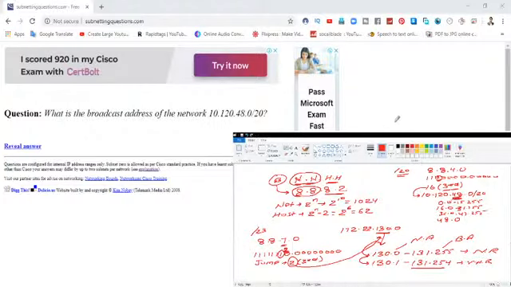We are getting this 48, right? So this network range would be 48.0 to 63.255. We are done. The question was what would be the broadcast address. If the network range is 48.0 to 63.255, we know that the first IP is the network address, and the last IP is the broadcast address. So the answer would be 63.255 as the broadcast address. Let us check the answer. 63.255. Very good. Cool. Let us come to the next question.